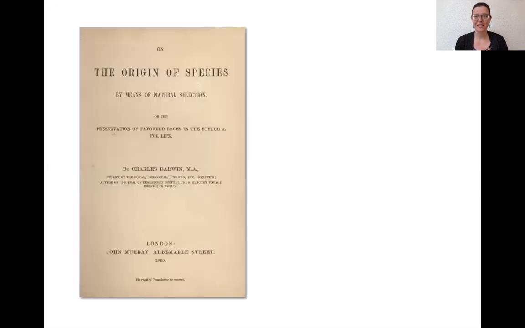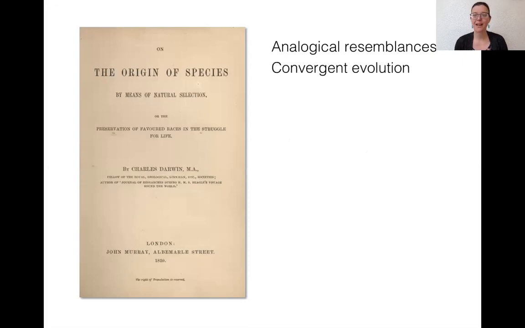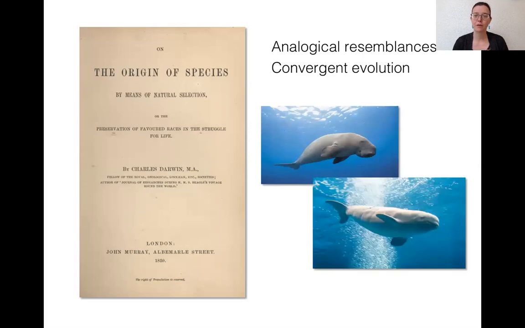In The Origin of Species, Darwin talked about something that he called analogical resemblances. And we now know that this is what we call today convergent evolution. Convergent evolution is where you see the same form and function evolving independently in different lineages. An example that he gave in The Origin of Species was the dugong and the beluga whale. These two have a very similar body shape. They have a very similar lifestyle. But Darwin hypothesized that they came from different lineages, and we now know that this is true.